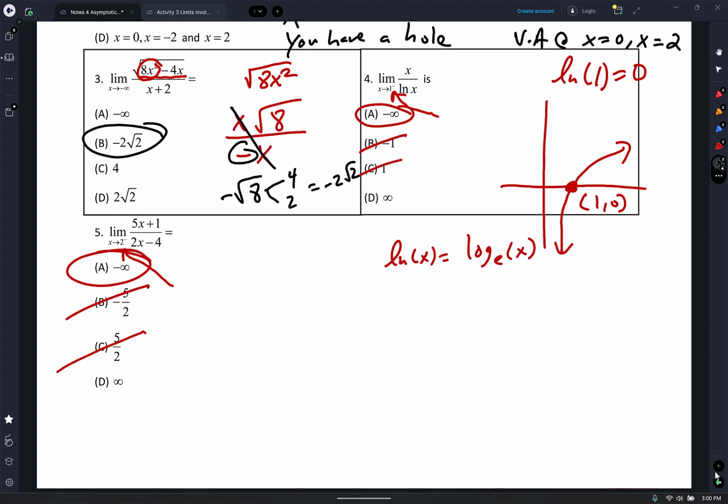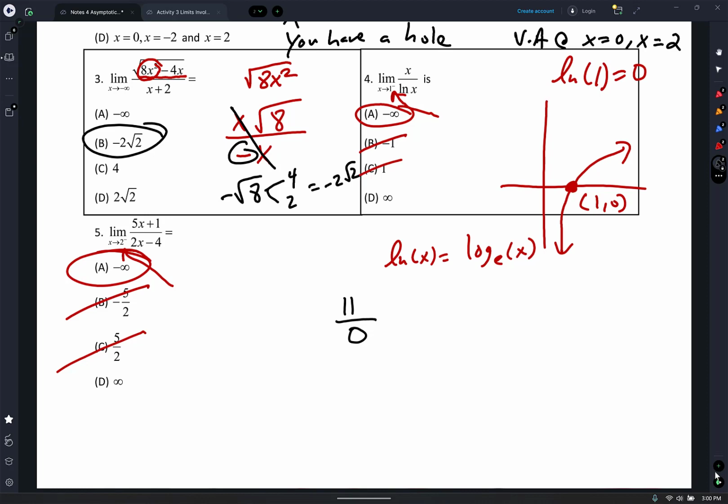So on this one right here, limit as x approaches 2 of 5x plus 1 over 2x minus 4. You notice that you can't do direct substitution, because if you tried direct substitution, you would get 5 times 2, 10, plus 1 is 11. And on the bottom, you get 2 times 2, which is 4, and 4 minus 4 is 0. So I get 11 over 0. If you get a number over 0, it's probably a vertical asymptote.